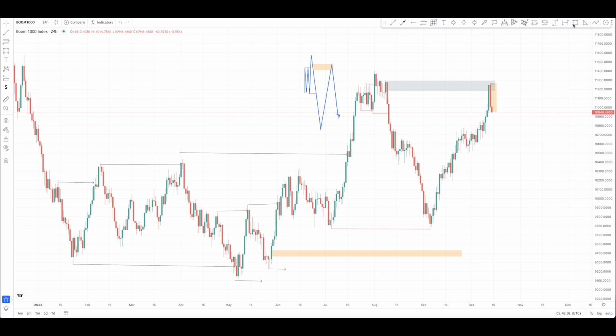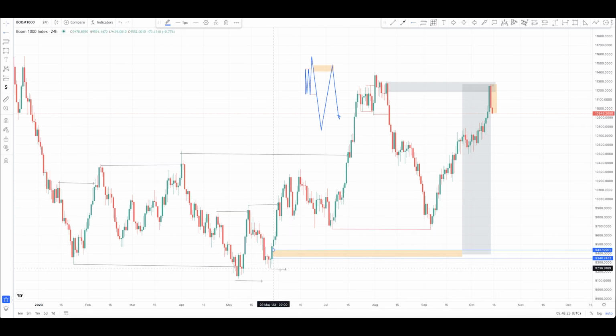I am looking at price to sell from here and take out the low back into this demand zone, because we also have an imbalance around this side that is supposed to be filled. So I'm looking at a long sell of Boom 1000. I'm looking at price selling from that side to this side to fill this imbalance, which is a demand zone before our next move. So I'm looking at a long sell on Boom 1000.